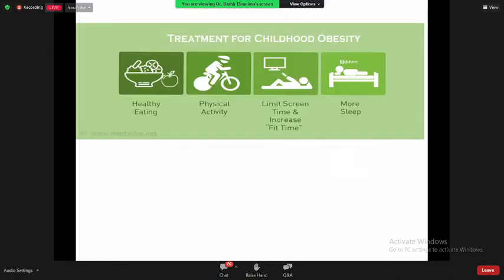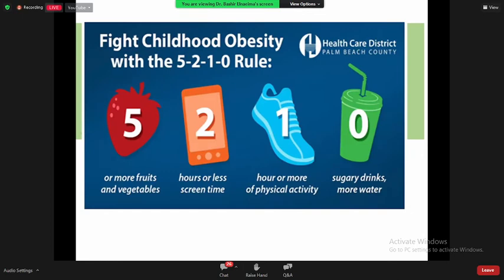The most important for treatment of childhood obesity: healthy eating, physical activity, limited screen time, increased fit time, and more sleep. And the most important, you have to memorize it, is the rule of 0125. What is the rule of 0125? It is 0 sugary drink, more water, 1 hour or more of physical activity, 2 hours or less of screen time out of academic activities, 5 or more fruit and vegetables per day. So the rule of 0125 is the golden rule.